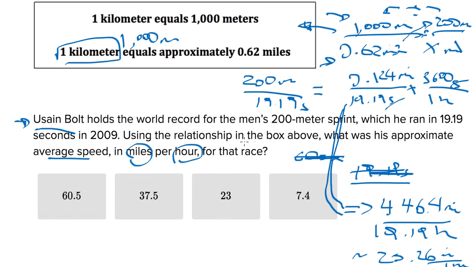And we're looking here for an approximate average speed. So that's likely going to be 23, which is answer choice C.